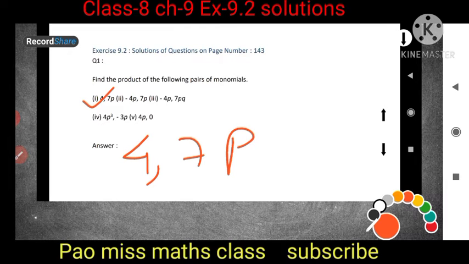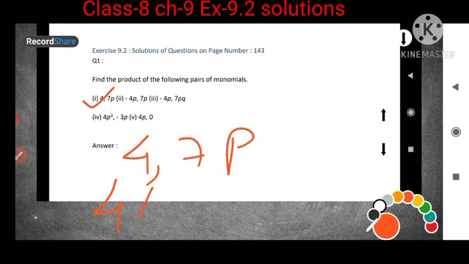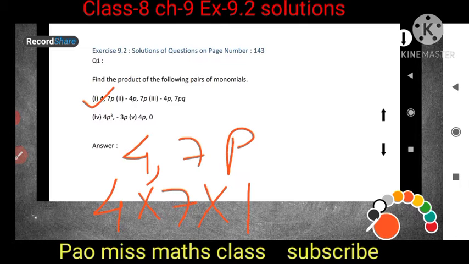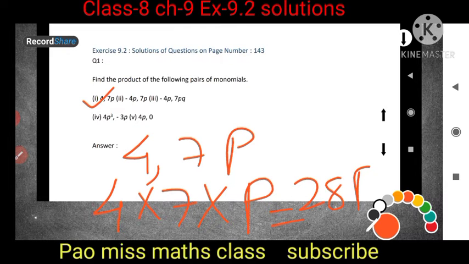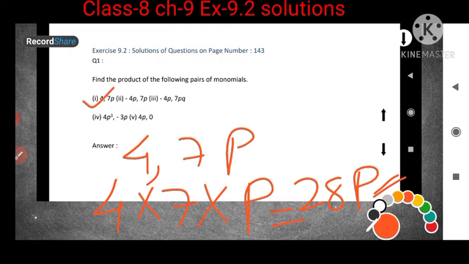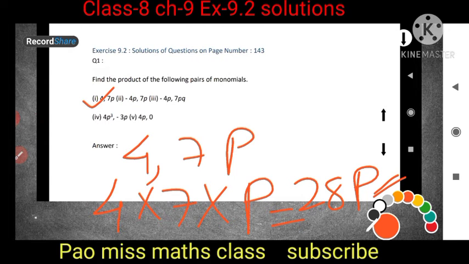Two terms are given, so how will you multiply? 4 multiplied by 7 multiplied by p. All will get multiplied in this way. So 4 sevens is how much? 28p. So the answer will be 28p. I will show you the process to solve this question.